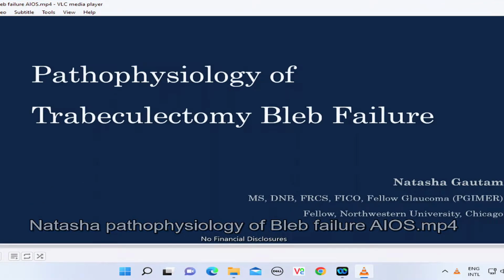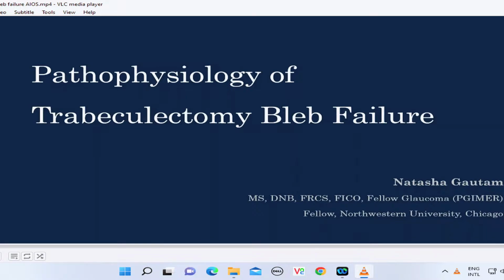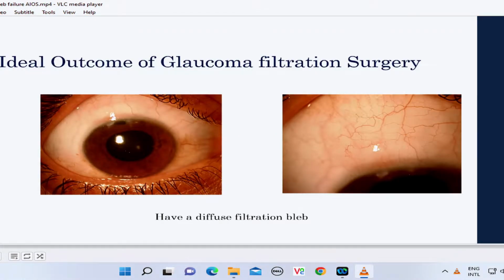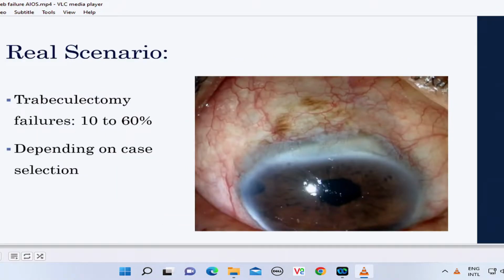My name is Natasha Gautam, and I'm going to discuss the pathophysiology of trabeculectomy bleb failure. What is the ideal outcome of a glaucoma filtration surgery? To have a diffuse filtration bleb. But what is the real scenario? There is a 10 to 60% chance of trabeculectomy failure, and it depends on the case selection.